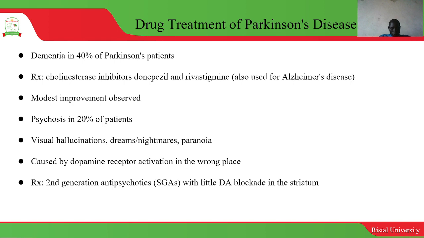Modest improvement is observed. Then psychosis occurs in 20% of the patients, and then also we have visual hallucinations. Visual hallucination means the person sees things that a normal person cannot see, but he's already telling you what he's seeing. Also dreams, nightmares, and paranoia. With paranoia, sometimes they just become detached, quiet, and not talking. This is caused by dopamine receptor activation in the wrong place. That's what might trigger this. The treatment is second generation antipsychotics with little dopamine antagonism in the striatum.